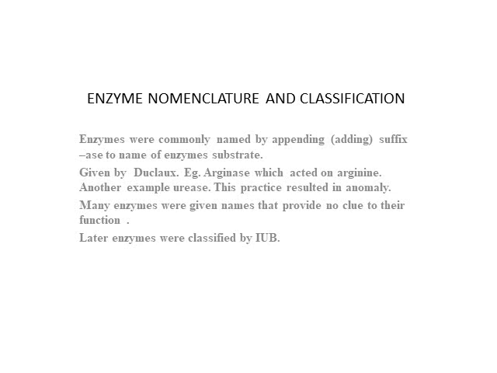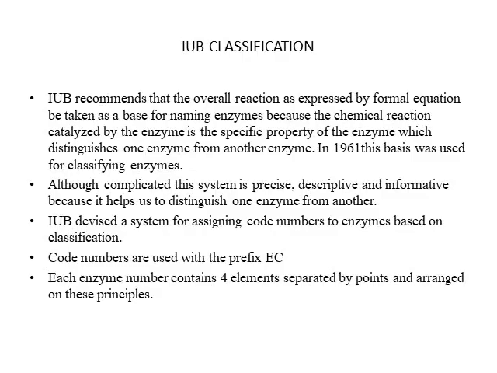Later, enzymes were classified by the International Union of Biochemistry. IUB recommends that the overall reaction, as expressed by a formal equation, be taken as the basis for naming enzymes, because the chemical reaction catalyzed by the enzyme is its specific property which distinguishes one enzyme from another. This system was used for classifying enzymes.